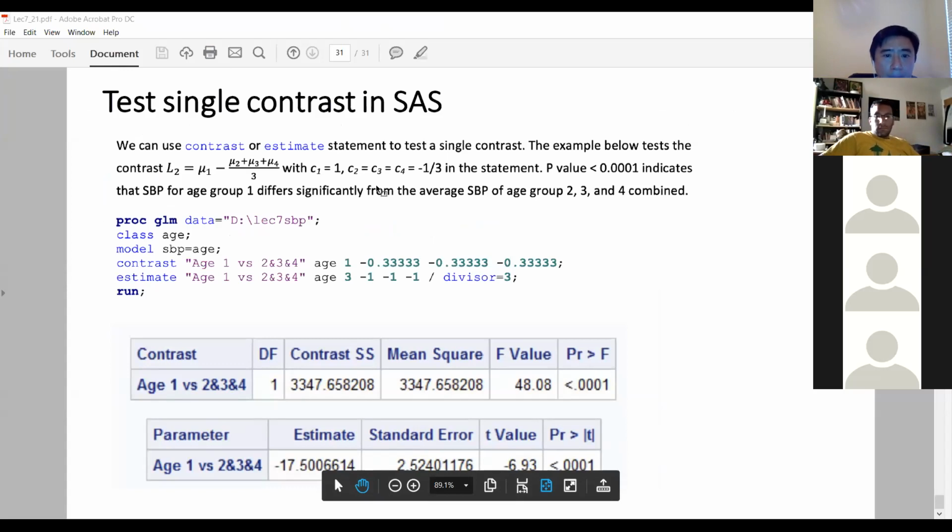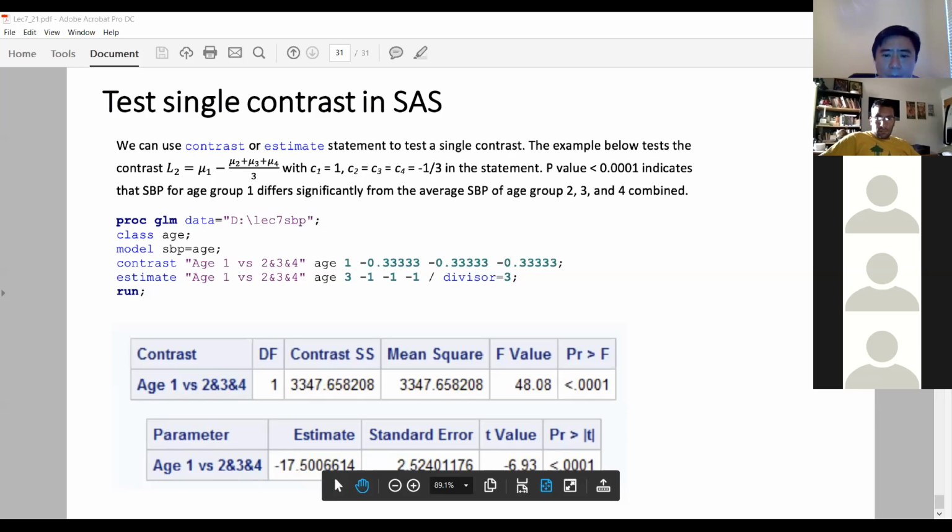All right. Dr. Hu, I have a question. Go ahead. For this same model that you're using here, let's say that you were testing another hypothesis. Let's say that you're doing mu1 and mu2 compared to mu3 and mu4. How would that differ for the PROC GLM code for SAS? How would it be different in the values of like 1, -0.33, and so on?